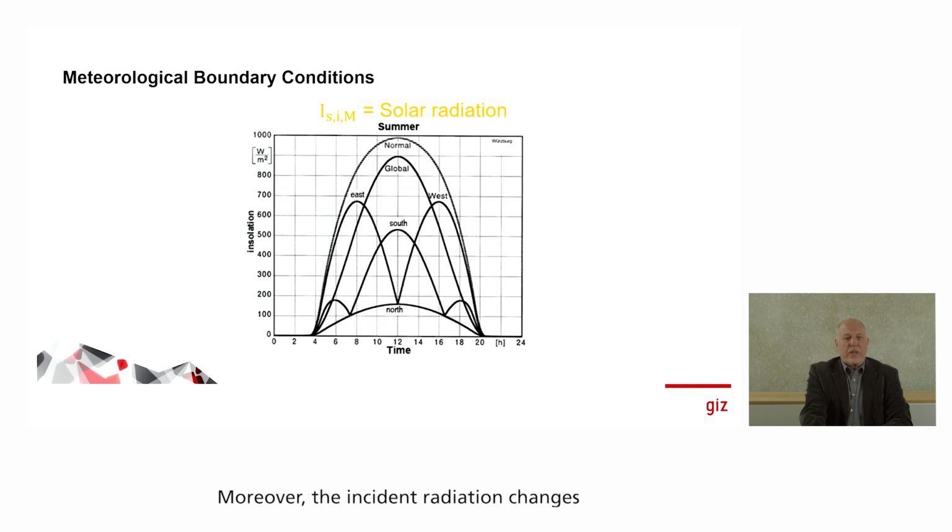Moreover, the incident radiation changes with the orientation as depicted in this graph. The displayed global radiation is the total value of the radiation, which means the sum of the direct radiation and the diffuse radiation.